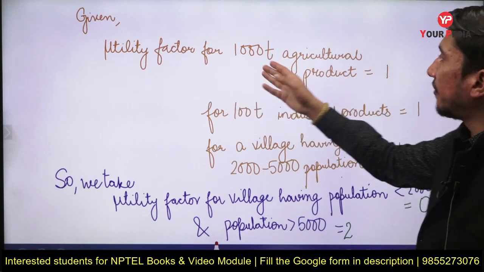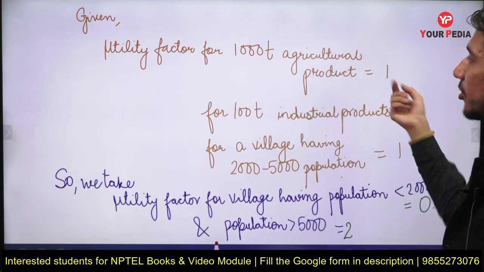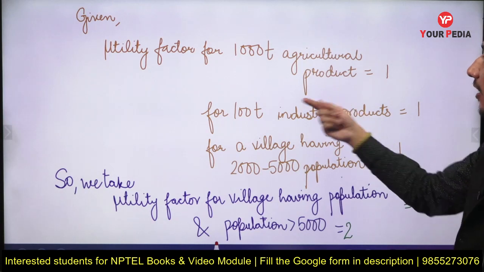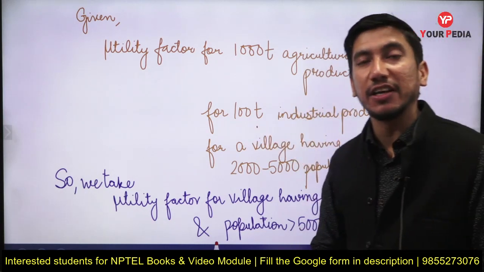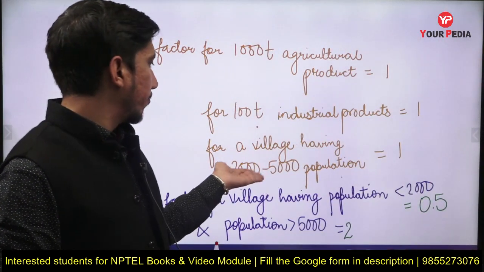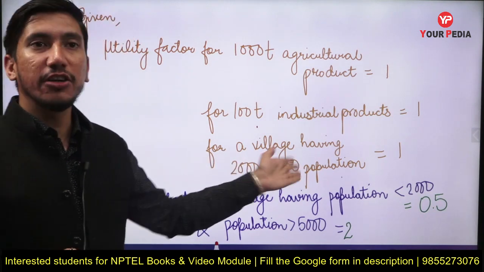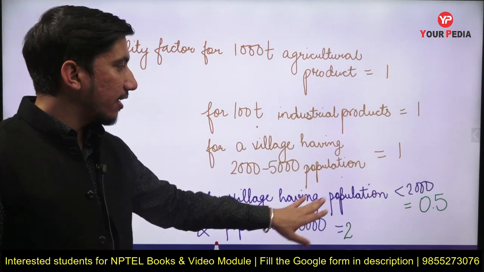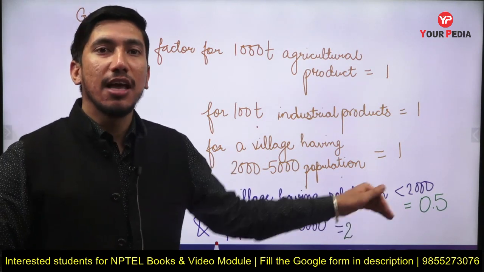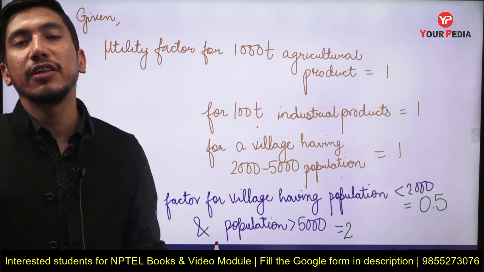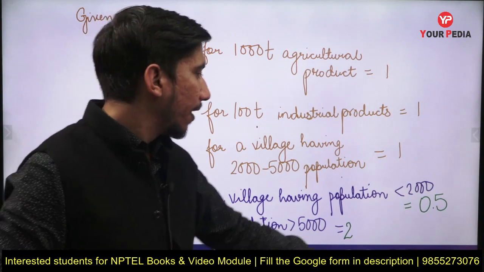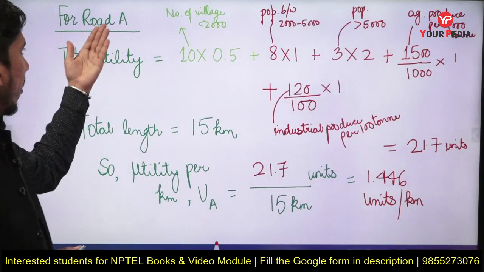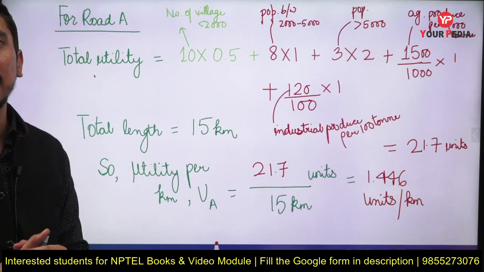So given a utility factor for 1000 ton agricultural products, we have taken 1. For 100 ton industrial product, again we have taken 1. And for villages in this particular range, again 1. And for these ranges, when population is less than 2000, 0.5, when population is greater than 5000, we have to take 2. Okay.